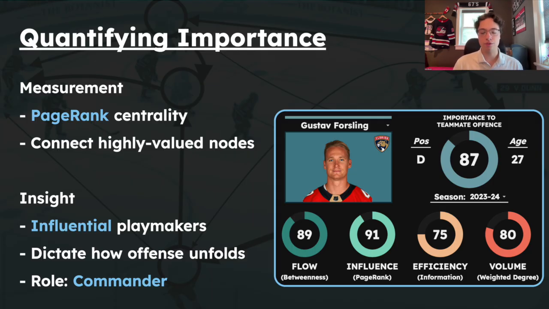So looking at Gustav Forsling, very often he acts as the main piece connecting two other big pieces on his team. For example, a Barkov and a Tkachuk, he acts as the main connector between them, or the Sams, Reinhart, and Bennett. So this gives him a pretty high influence score.